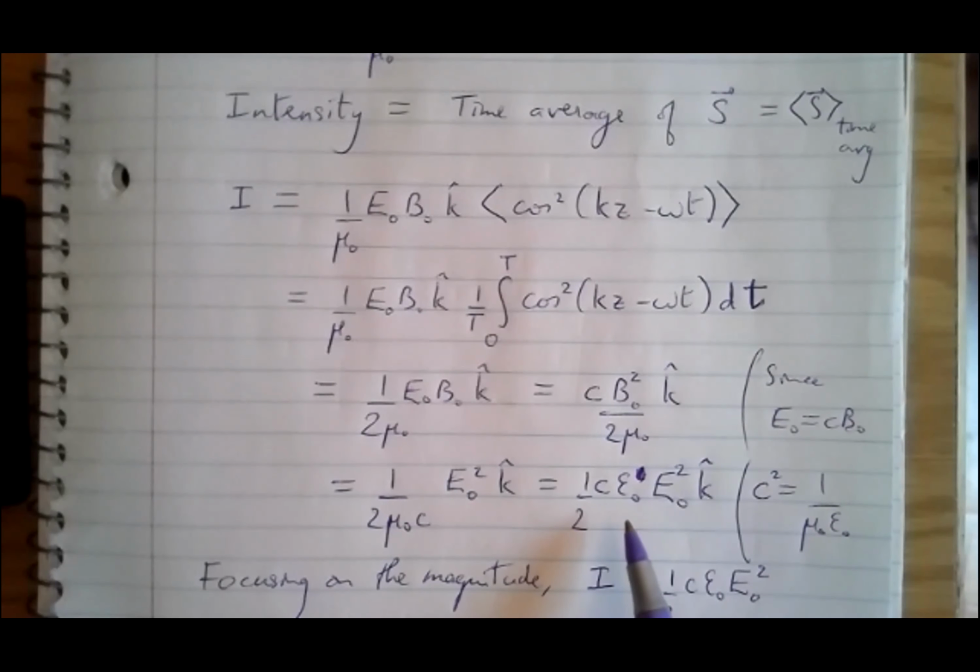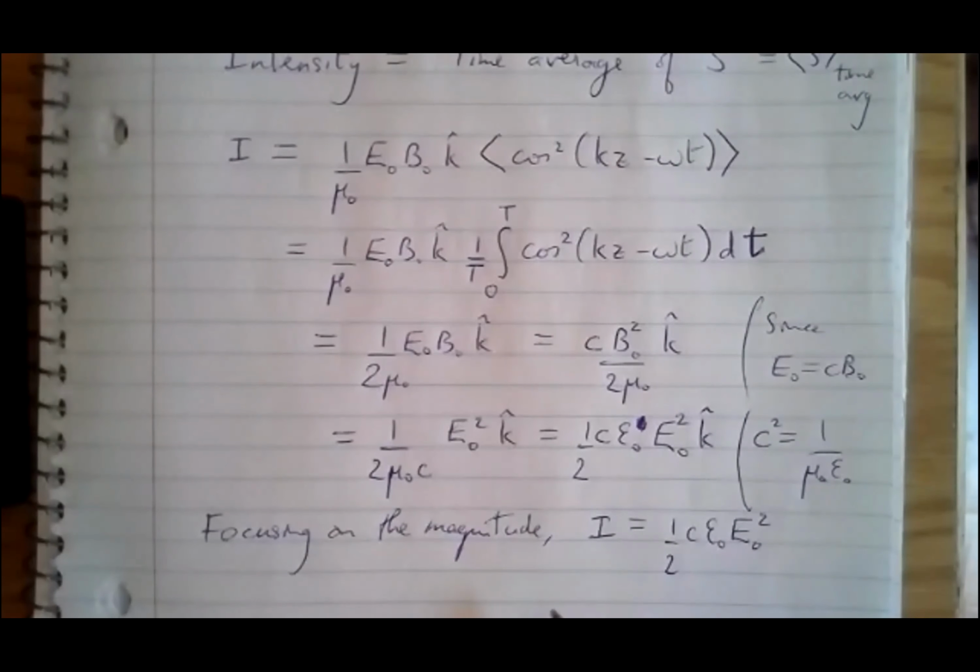This is somewhat familiar looking because it is almost the same expression we got for energy density in the electric field in a capacitor. The only difference is this factor of c over here. Just focusing on the magnitude, usually we talk of intensity as a scalar. Then we have 1/2 c epsilon naught times E naught squared. Any questions before I move on to polarization?